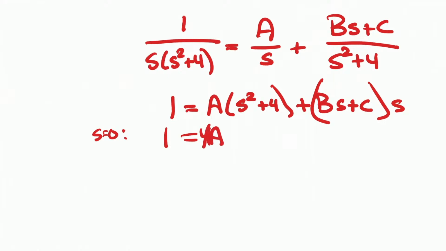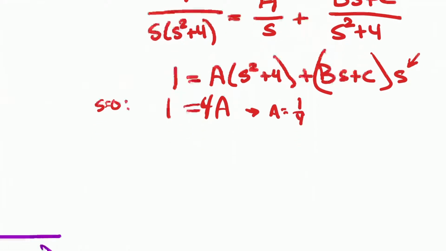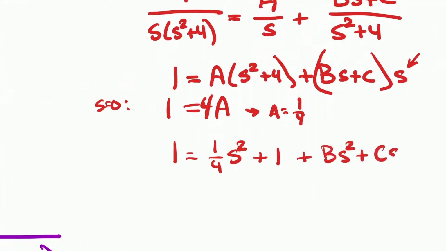Oh, that's a 4. Yeah, 4A, because s equals 0 makes that 0, and it makes that s squared 0, so that looked good. So that means that A is 1/4. And then that gives us 1 is equal to 1/4 times s squared plus 1 plus Bs squared plus Cs.